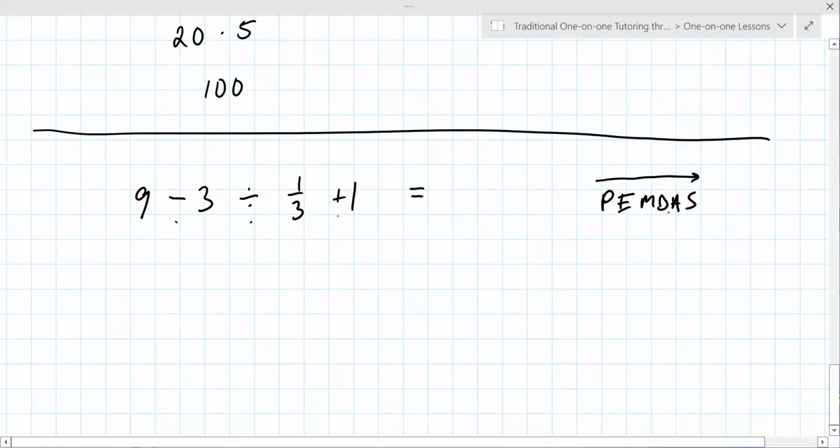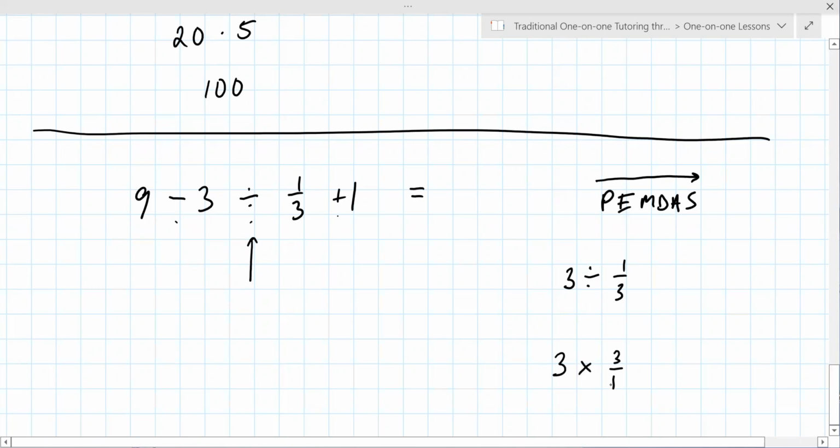Which letter comes first? Oh, wait a minute. I think it is division. Division. So we need to divide first. So we're going to come off to the right here. 3 divided by 1/3. If you haven't done this in a while, when you divide by a fraction, it's the same as multiplying by the reciprocal.